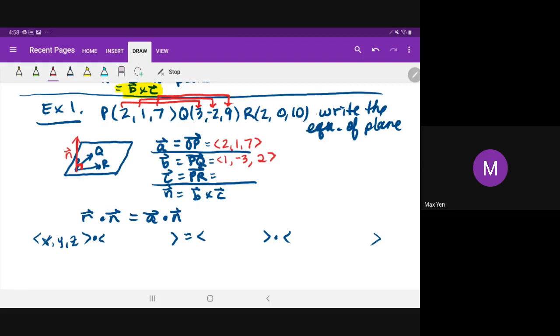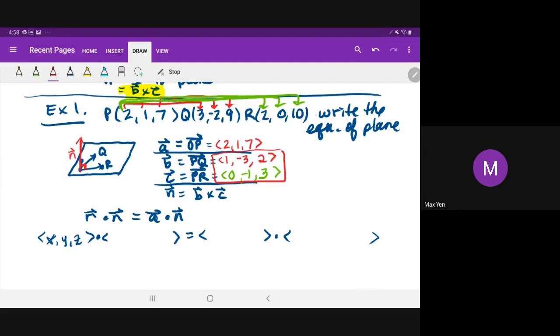PR, I need to get myself from P over to R. Okay, so I need to go this way. And again, I think the same way. I subtract backwards if I can't do it forwards, but I like to do it forwards. So 2 to 2 is 0, 1 to 0 is -1, 7 to 10 is 3. Okay, and then you're going to do the cross product of B and C. So maybe that's a good thing to do over here on the physical space on the right, because if you can get your brain to always do it in the same location, it helps you remember the steps. Okay, so 1, -3, 2.